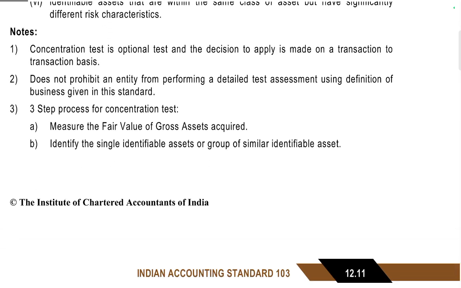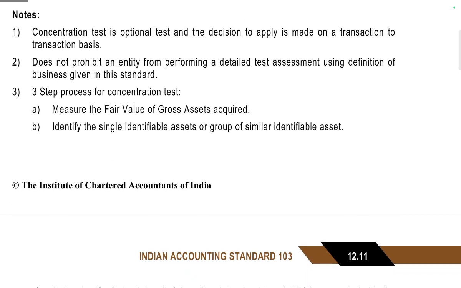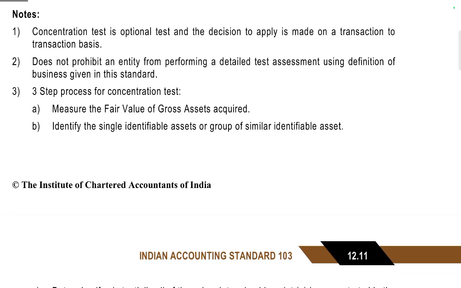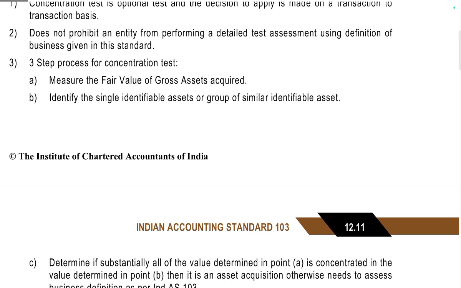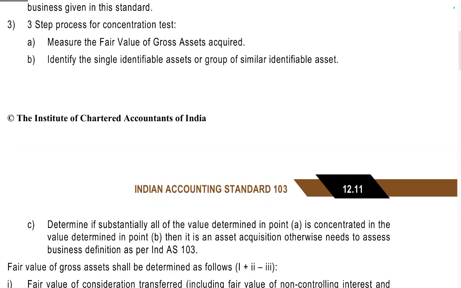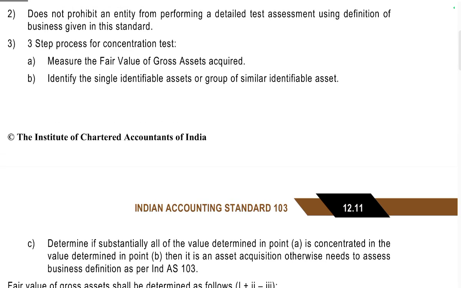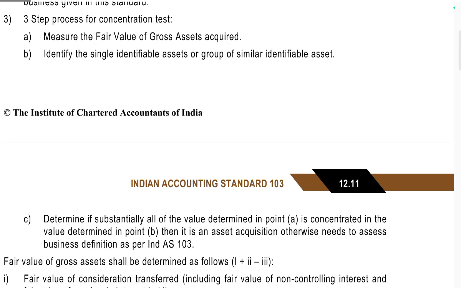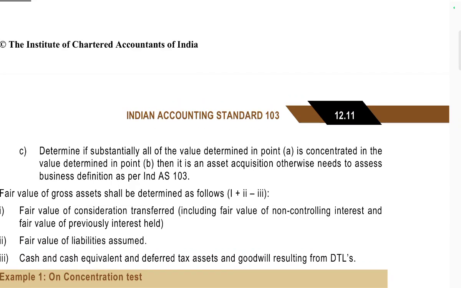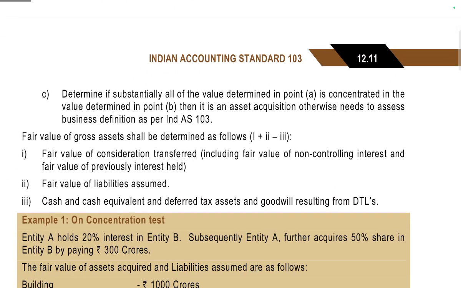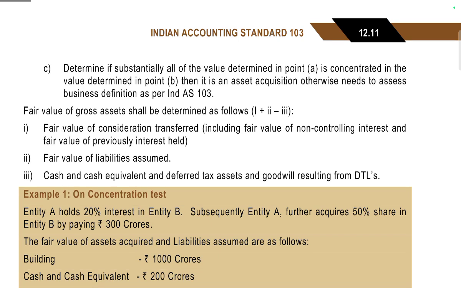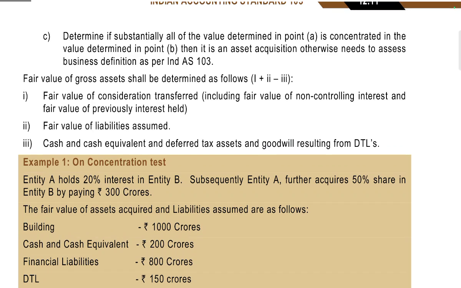The concentration test is an optional test, and the decision to apply it, made transaction by transaction, does not prohibit any entity from performing a detailed assessment using the business definition given in the standard. There are three steps: measure the fair value of gross assets acquired and identify a single identifiable asset or group of similar identifiable assets; determine whether substantially all the value is concentrated; and if the test is not met, the asset acquired needs to be assessed against the business definition.